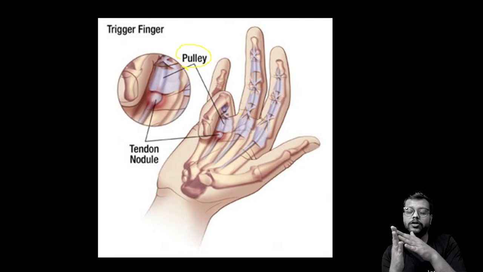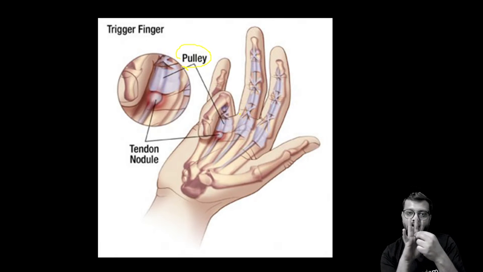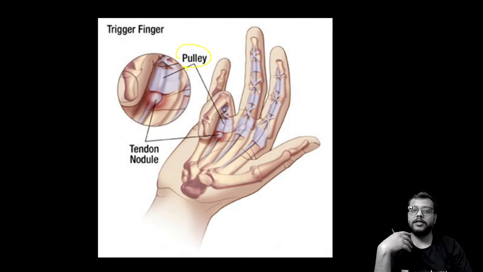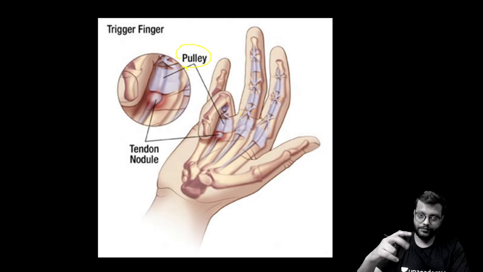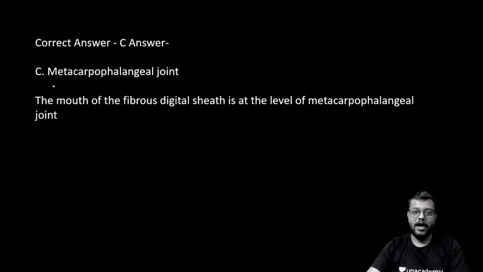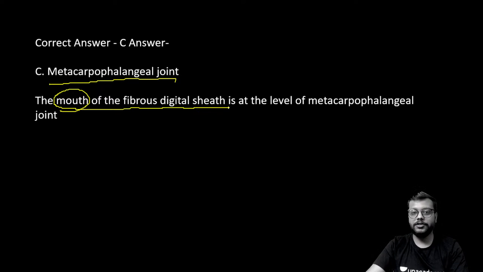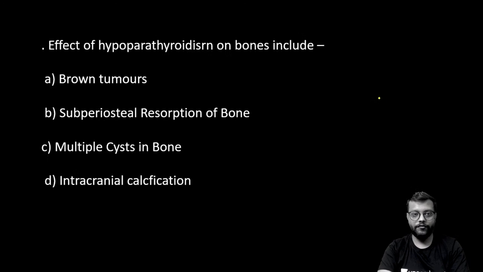there is a pulley on the flexor side, okay, in which tendons are there. So क्या होता है, metacarpophalangeal joint जो होता है यहाँ पे एक abnormal fibrous sheath बन जाती है, जिसकी with time there is increased thickening. So if there is thickening, these tendons will get entrapped in this, okay, so they will not be able to do the extension movement of the finger. So this is called the trigger finger, and it is at the metacarpophalangeal joint because the mouth of this fibrous sheath is at this level, okay. So this is your trigger finger, okay.